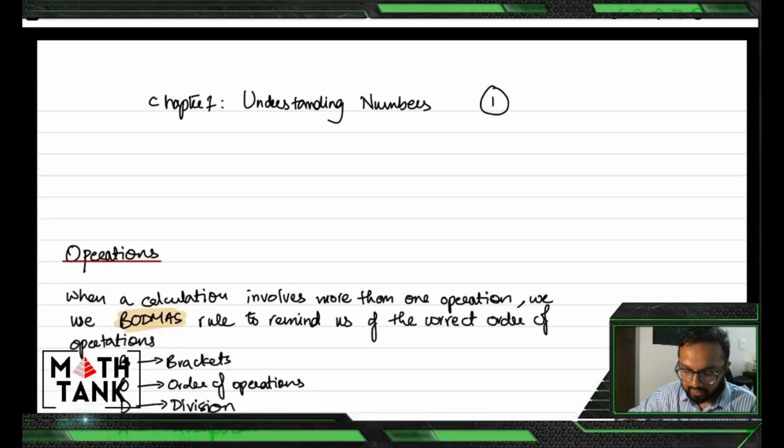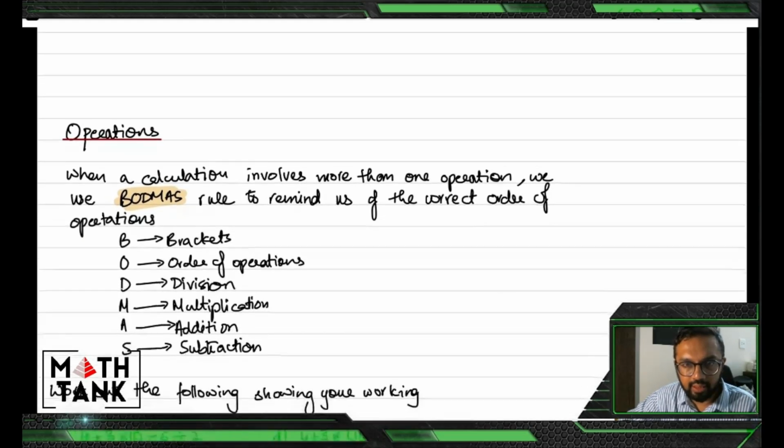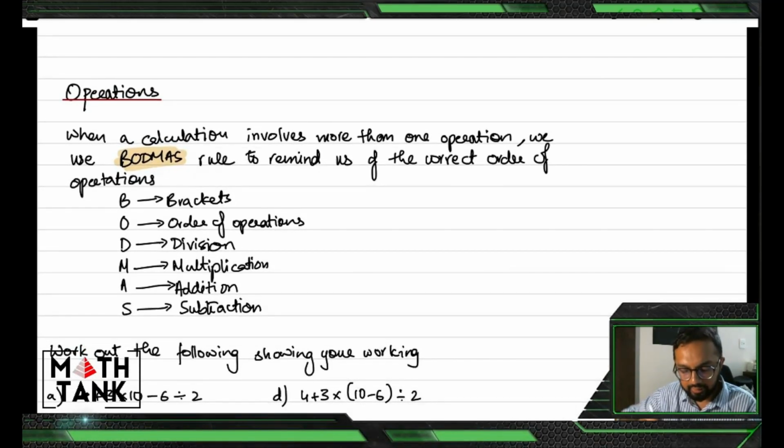Okay, so the first thing when you are talking about understanding numbers is to understand the order of operations. This is something that you learn earlier on in your lower classes, and you remember it with the acronym called BODMAS. Now, when a calculation involves more than one operation, so you have addition, subtraction, multiplication, division, all of those things, what you do is you use BODMAS.